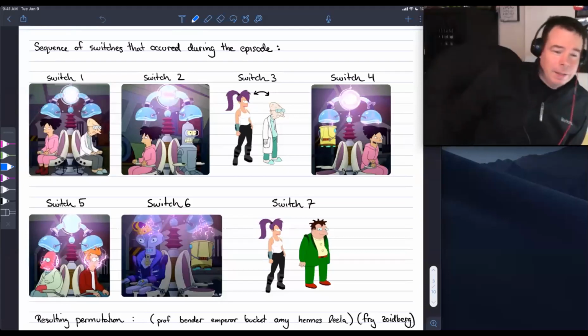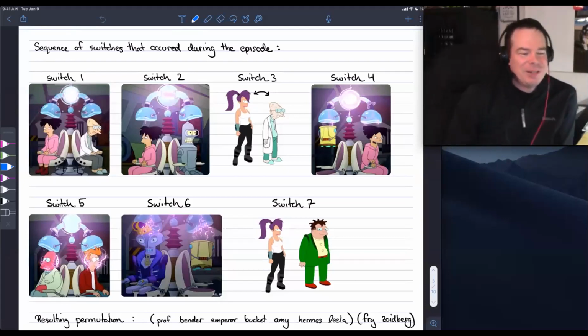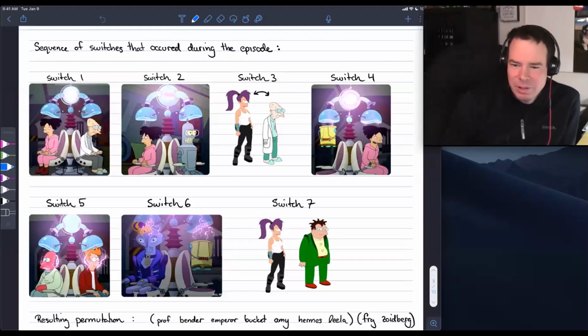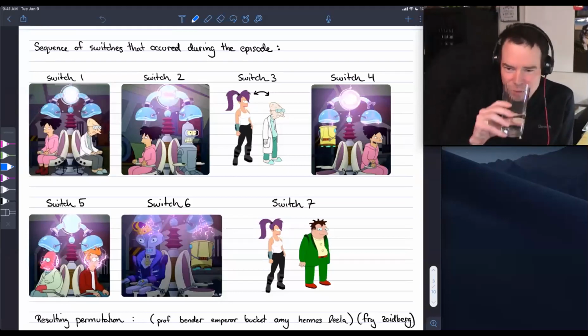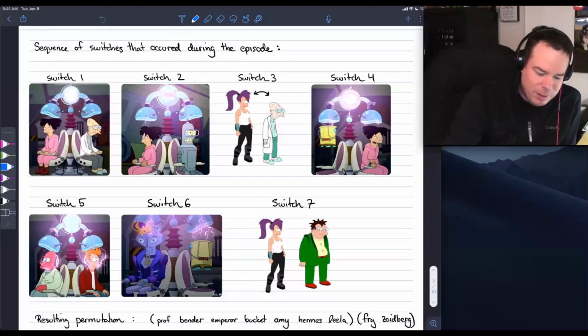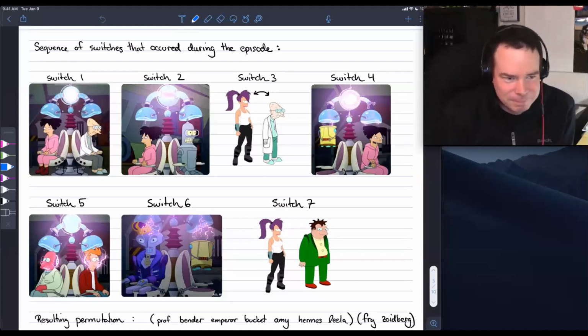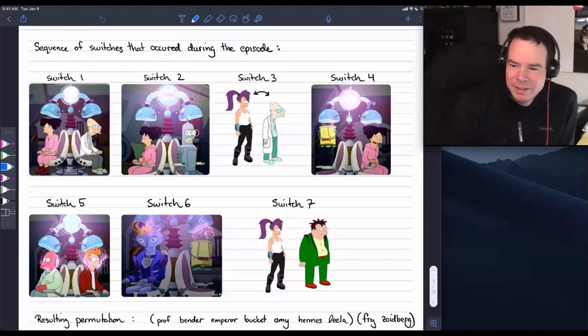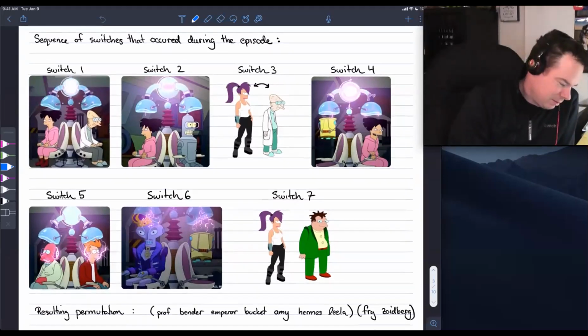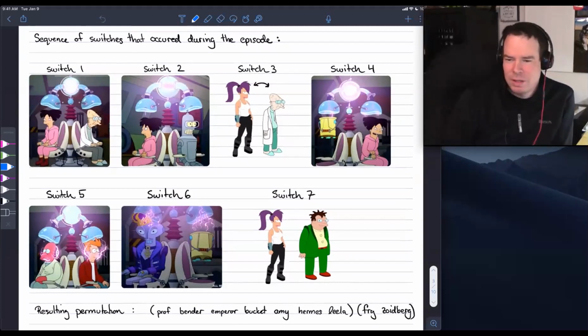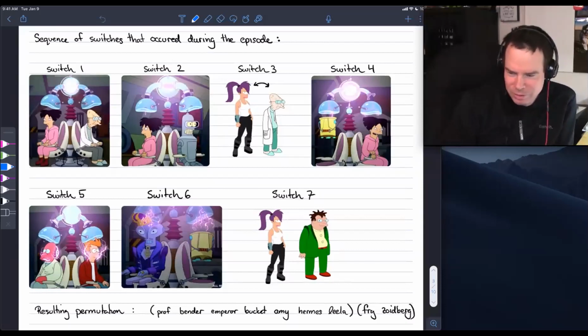Okay, so we're back. Yeah, so that was the episode. Just to summarize what happened in the episode, there was a mind switching machine, and through a flurry of mind switching activities, a whole bunch of minds got swapped to various bodies. And this is a record of the swaps that took place. So there was switch 1 through switch 7, and that ended up in a resulting permutation of minds to bodies, which I've written down below.